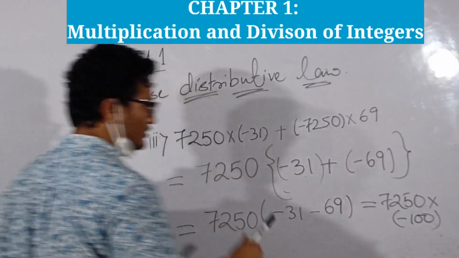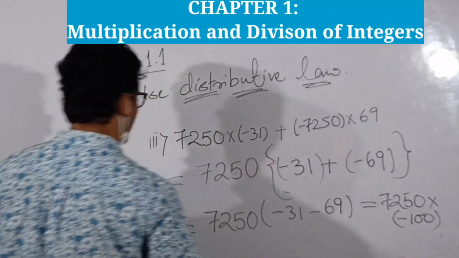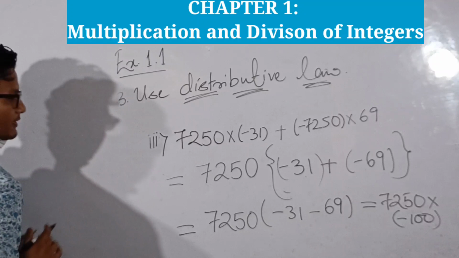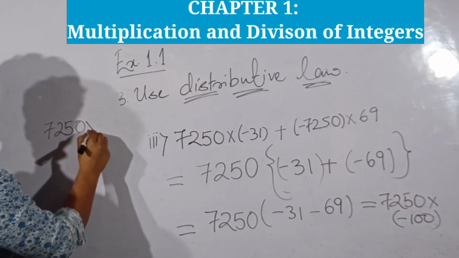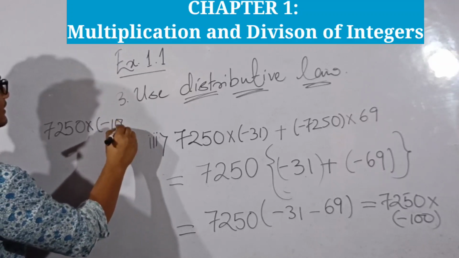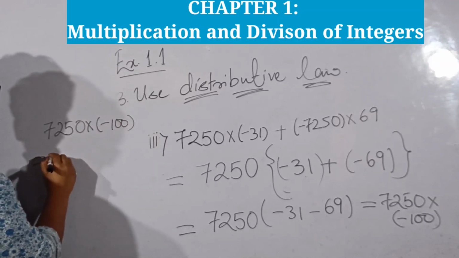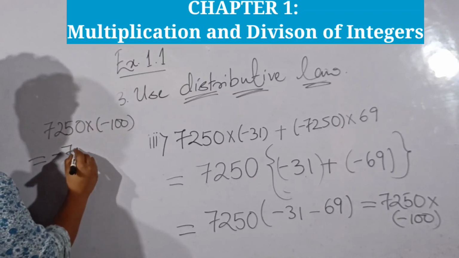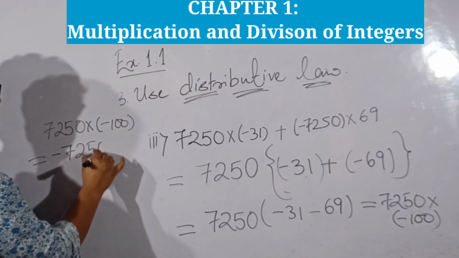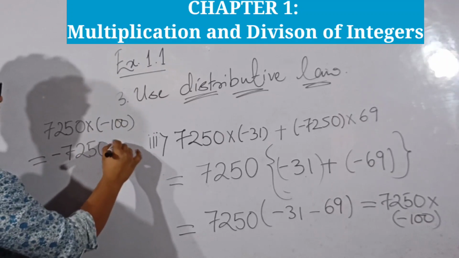So what will be the answer? The answer, sorry students, I have to rub this. Okay, I will write the answer here in this part. 7250 into minus 100. What is the answer? Minus, positive into negative is negative, 7250 and add 2 more 0s.